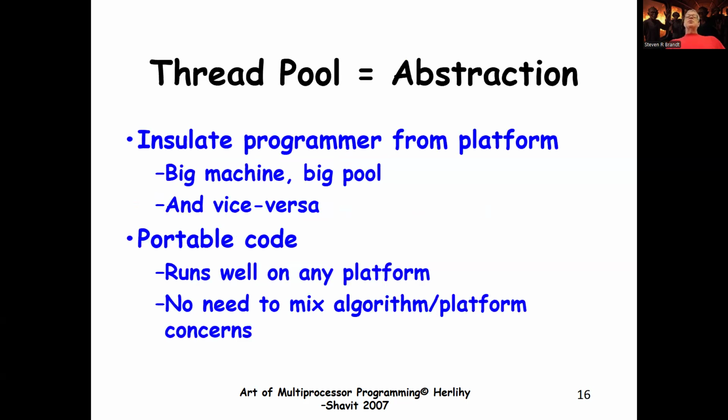And this is an abstraction, right? It insulates the programmer from the platform. A big machine has a big pool and a small machine has a small pool. That creates more portable code. It runs well on any platform. You don't have to mix algorithm concerns and platform concerns.